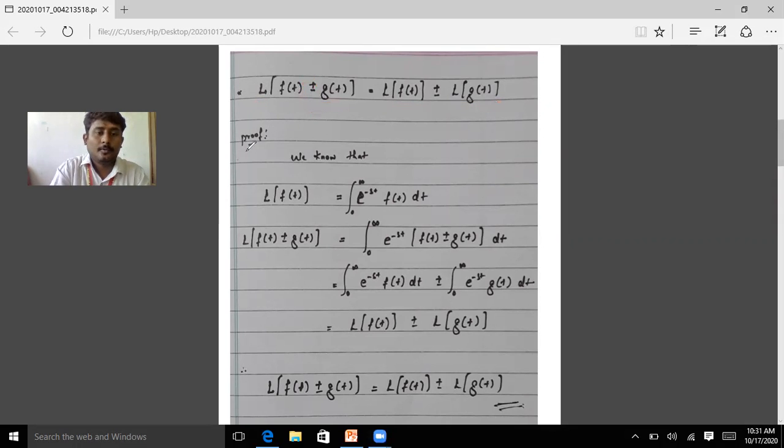Proof. We know the definition of Laplace transformation. Laplace transformation of f of t, that is any function, is always equal to the integral over 0 to infinity of e to the power minus st f of t dt. Okay, the f of t value is here. We will take this one. So substitute this value here.